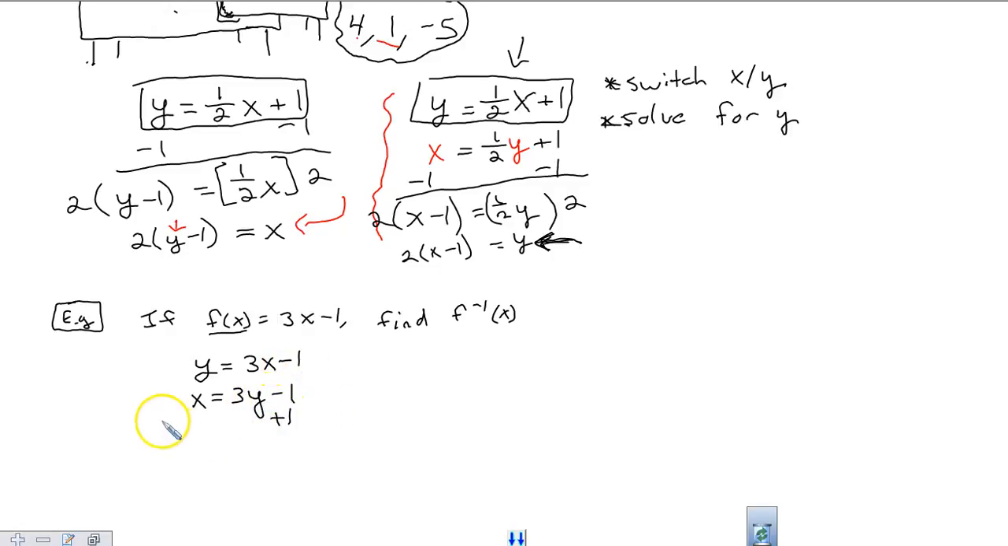So now I need to solve for y. So 3y equals x plus 1. And if I divide by 3, y is going to equal x plus 1 over 3. So there we go. And again, you should notice that this whole process is kicked off by switching the places of x and y. So again, x values from one become y values from the other one.